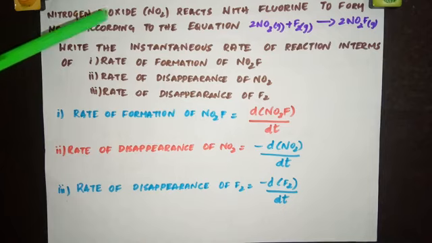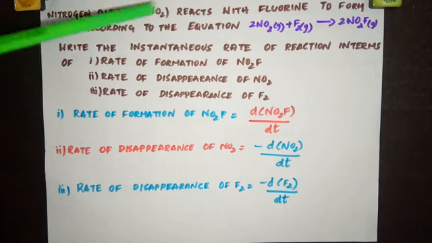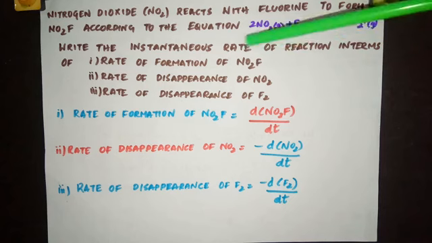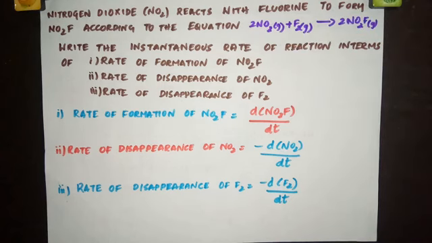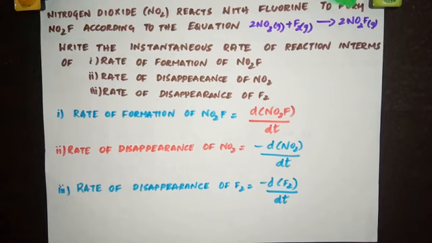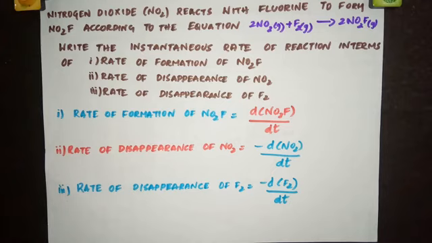See, nitrogen dioxide NO2 reacts with fluorine to form NO2F according to the equation 2NO2 plus F2 gives 2NO2F. So this is the proper chemical equation. Now they are asking you to write the instantaneous rate of the reaction in terms of rate of formation of NO2F, rate of disappearance of NO2 and rate of disappearance of F2. So first thing, write the rate of the reaction in terms of formation of NO2F. So rate of formation of NO2F. How can you write the rate of formation of NO2F?